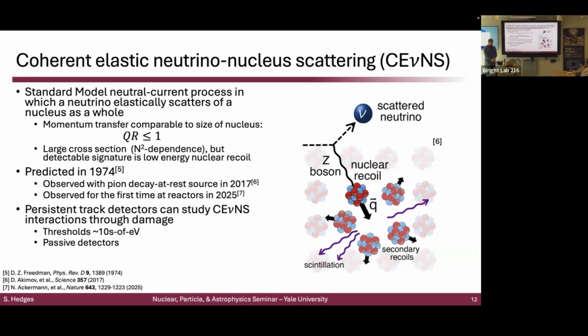It was predicted in 1974 for the first time, but evaded detection for more than 40 years before it was first observed in 2017 using pion decay at rest neutrinos. And then very recently this year, we had the first ever observation of reactor CEvNS in January. So we can use persistent track detectors to try to study CEvNS interactions. That's because, as I mentioned, they have these low thresholds on the order of tens of eV. And one of the other advantages of these is that they're passive detectors. You go deploy your massive target, wait, bring it back. You don't have to have active electronics or liquid nitrogen deliveries or anything like that, which can be difficult to arrange at a reactor.